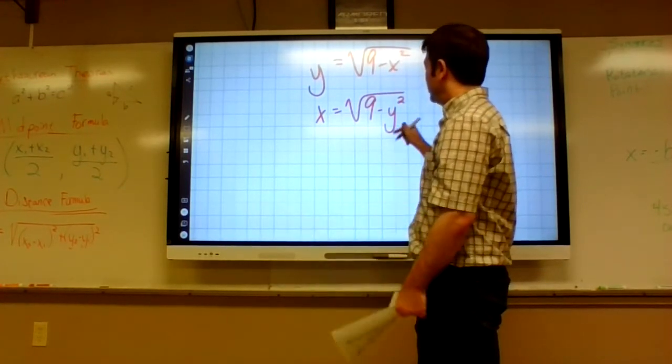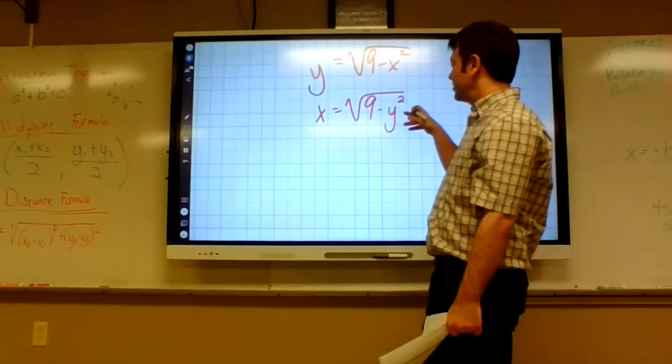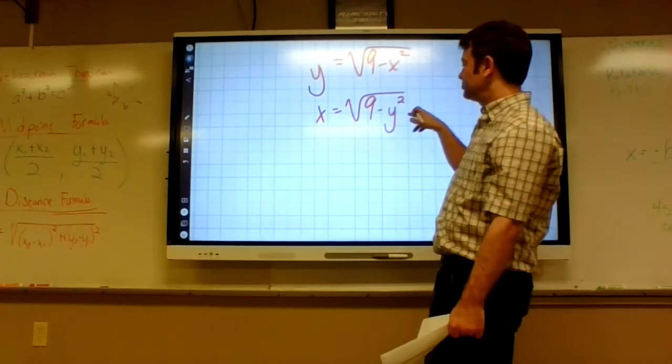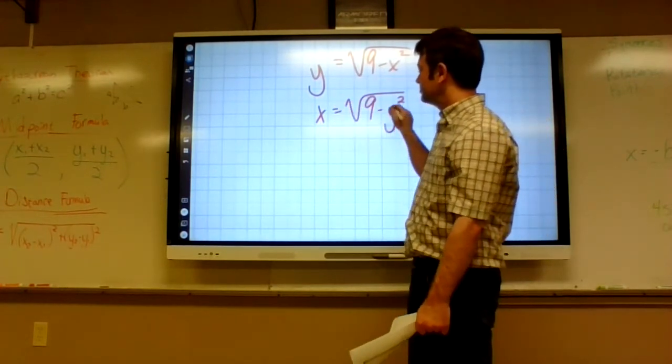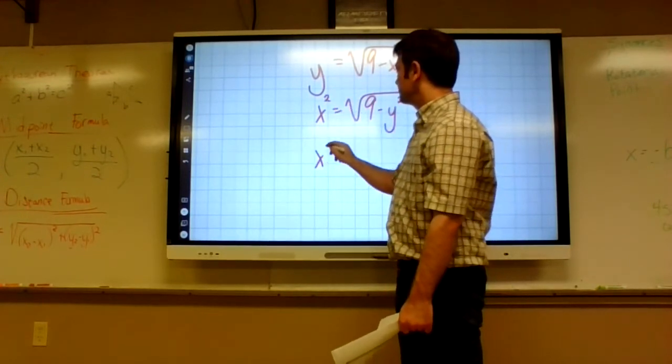What am I doing? Oh, and then you switch the x and y to find the inverse, and then you solve for y. How could I solve this for y, guys? How could I solve this for y? You can make it 3. Wait, what? Oh, square. Sorry.